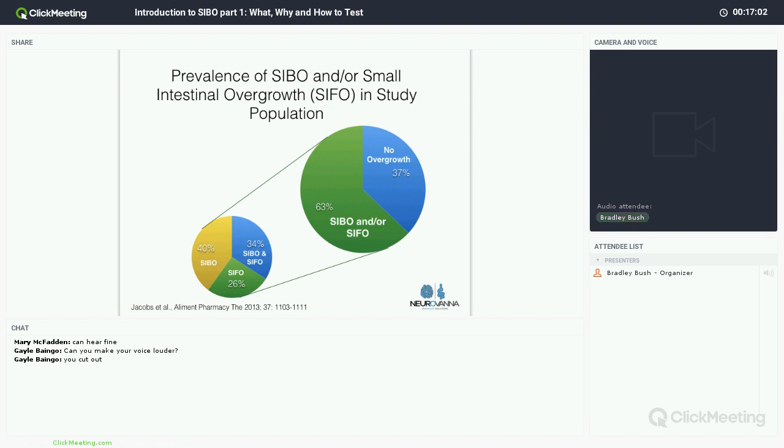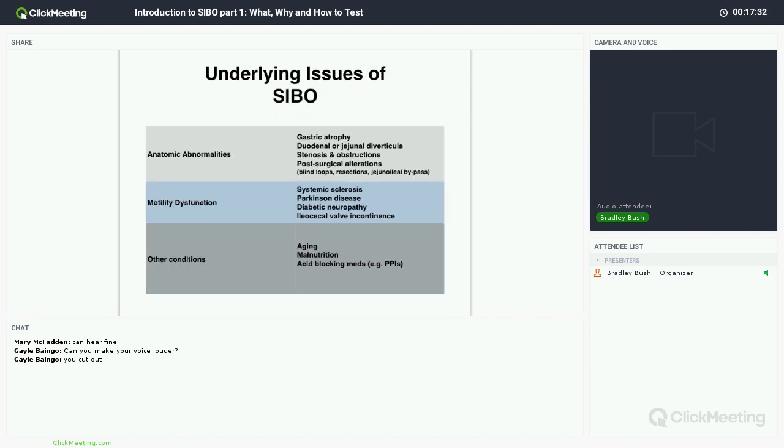And what I usually tell patients is that we're going to treat your fungal overgrowth no matter what, because the herbs that we're going to start using first and foremost for your treatment are going to be antifungals in addition to antimicrobials. Now, there's a lot of underlying issues with SIBO. They kind of get put into three different camps: anatomic anomalies, motility dysfunction, and then others.